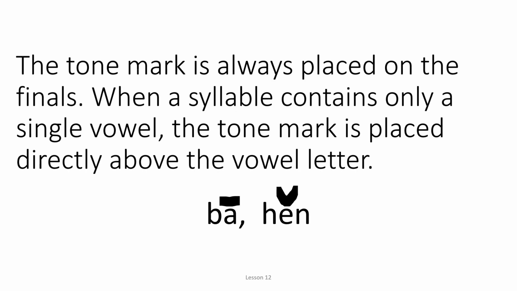The tone mark is always placed on the finals. When a syllable contains only a single vowel, the tone mark is placed directly above the vowel letter. For example, ba. In this sound, a is the final. You put the first tone mark on top of a. 很. In this sound, e is a vowel sound, so you put the third tone mark on top of e.